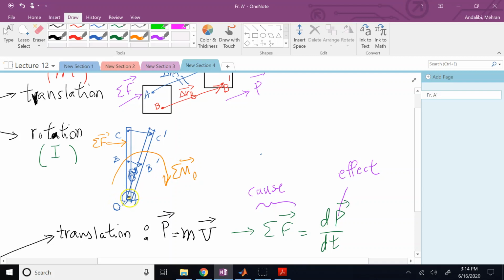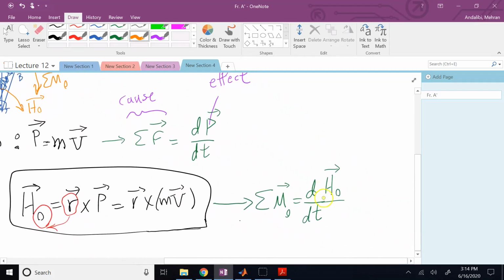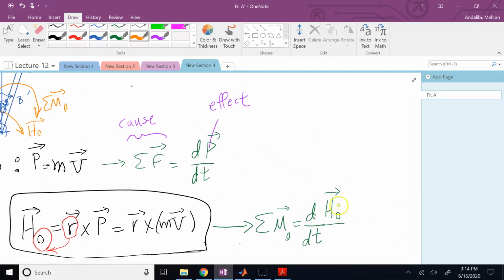And that moment is what makes rotation about point O happen. Now, when you rotate about point O, you gain something we call what? Angular momentum, which, by the way, is about the same axis, perpendicular to the board. And again, I'm saying that the rate of change of that angular momentum now is equal to what? The cause of rotation, which is moment. So again, this is the cause of rotation, and the effect is angular momentum.